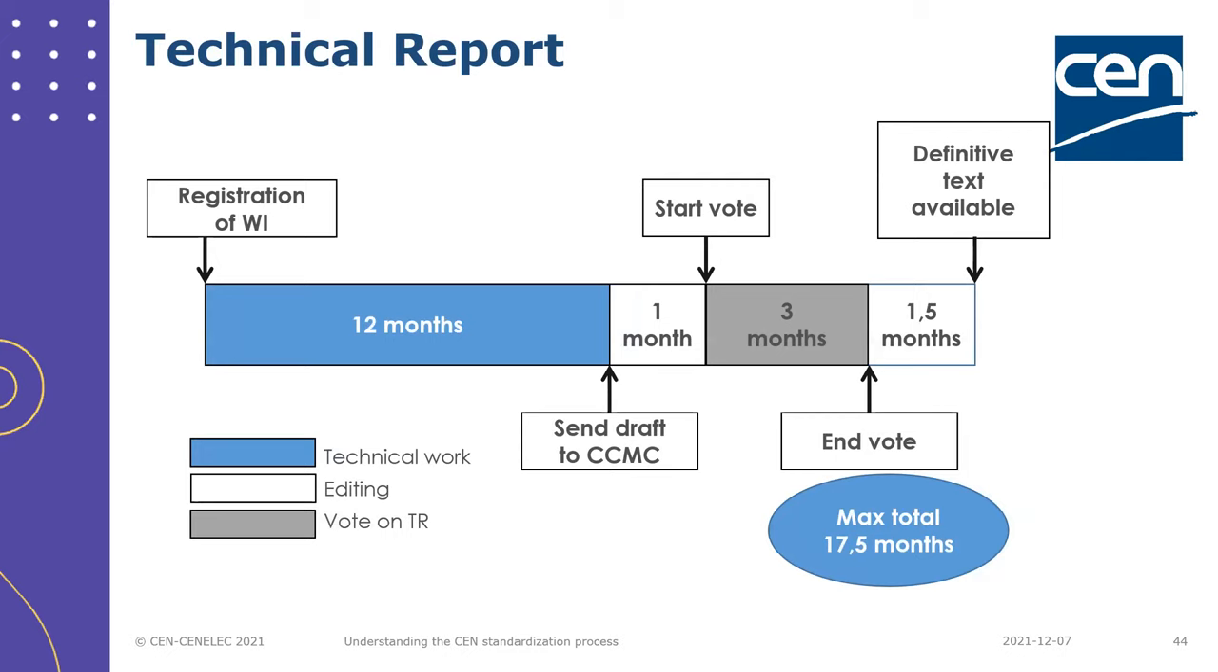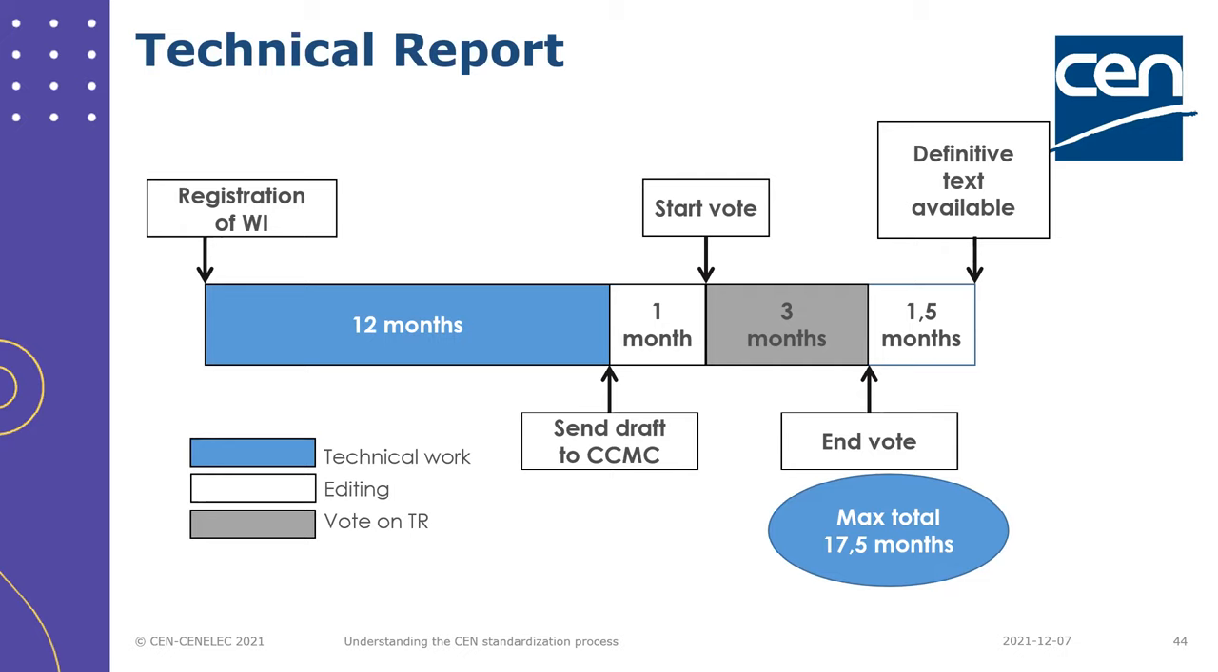The TR is an informative document. So it means that it cannot contain, in theory, technical requirements. For example, shall should not be included in a TR. It's an informative document, for example, used for collecting data obtained from a survey, or to collect some statistical data. In principle, once a new work item is created, TCs would have 12 months to develop the document. Then the editing time is 1 month. Translation is not foreseen, as you can see in comparison to the TS.